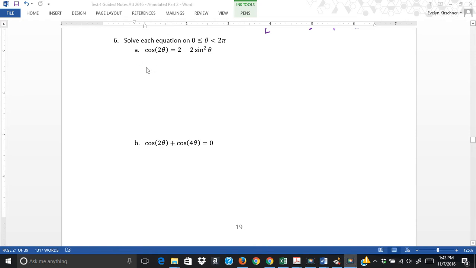Okay, I want to solve this. So probably what I want to do first is get rid of the 2 theta. And so I know that cosine 2 theta is the same as 1 minus 2 sine squared theta. And that's supposed to equal 2 minus 2 sine squared theta. So if I do that, if I bring things over, it looks like I have 1 equals 2, which is false, so there's no solution here.